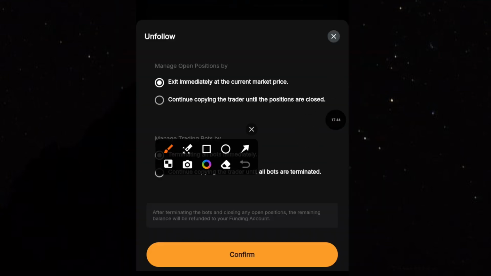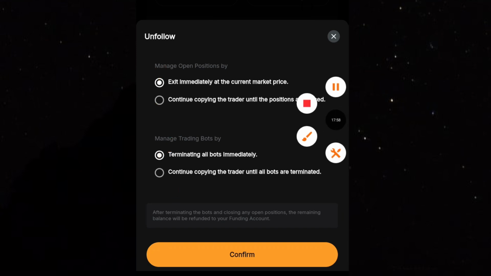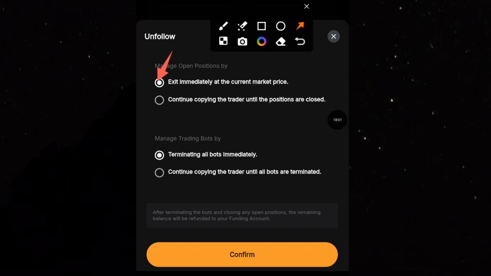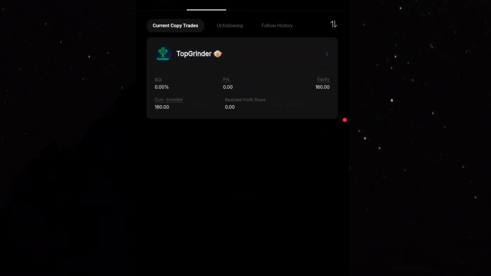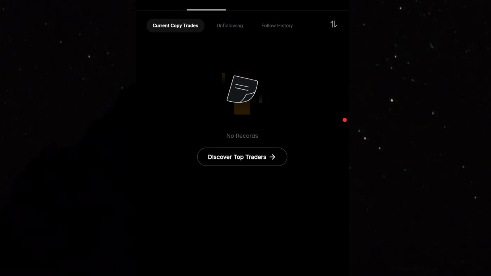You can see there are different options you have here. Continue copying the trader until the positions are closed, exit immediately at the current market price, terminate all bots immediately, and continue copying. So all I have to do is to just select exit immediately at the current market price, terminate all bots immediately, and click on confirm. And certainly once I've done that, you can see cancelled successfully, and I've stopped copying this trader. All right, although when you start copying a trader, it's going to take you about a few minutes to actually start copying, and start seeing your live results, profits or losses.